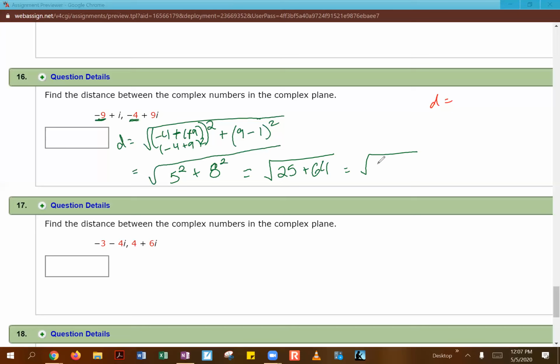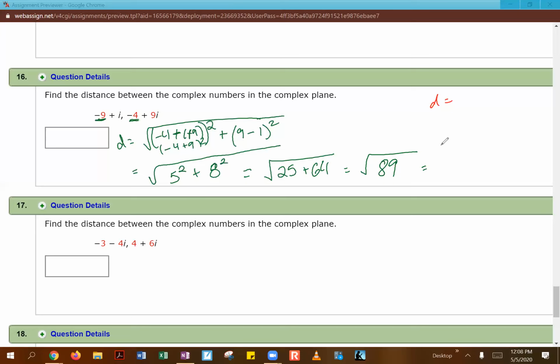81? 89. 89. Very good. And can we simplify square root of 89? No. Oh, we can. Let me just figure it out. 89. Oh no, it's just square root of 89. We can't simplify it any further.